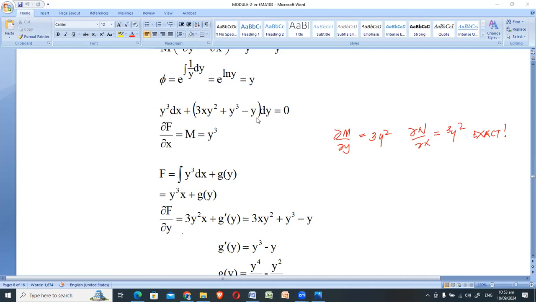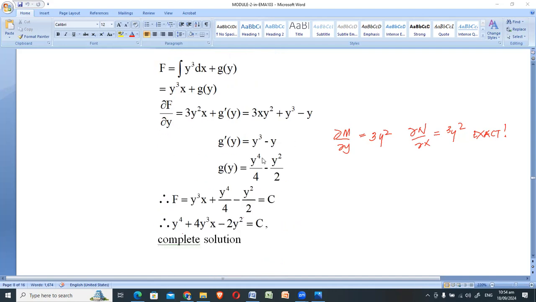You will equate it with the y, 3xy squared, y cubed minus y. So again, you'll see that you'll be able to get rid of this too. So what's left there is g prime of y equal to y cubed minus y. So if you perform the integration, the power rule will give y to the fourth over 4 minus y squared over 2.